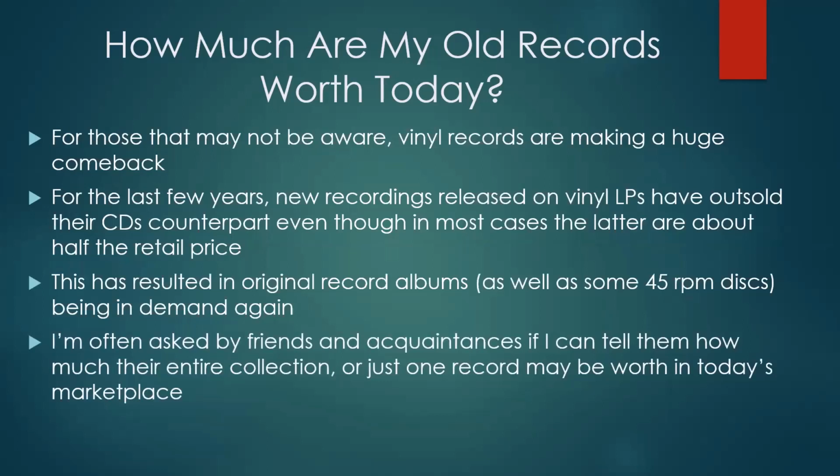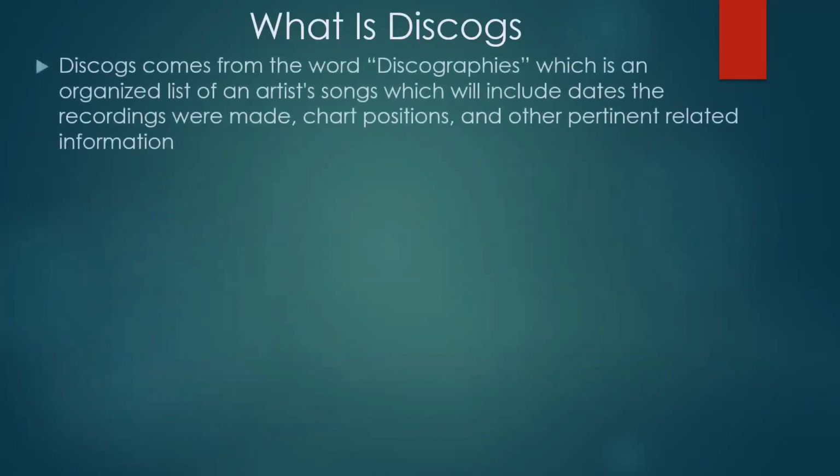So as I said, I'm often asked by friends and acquaintances if I can tell them how much their entire collection or just one record may be worth in today's marketplace. That's when I direct them to Discogs.com. What is Discogs? Well, the word Discogs comes from the word discographies. And that's an organized list of an artist's songs, which will include dates the recordings were made, the chart positions the song may have reached, and other pertinent related information.